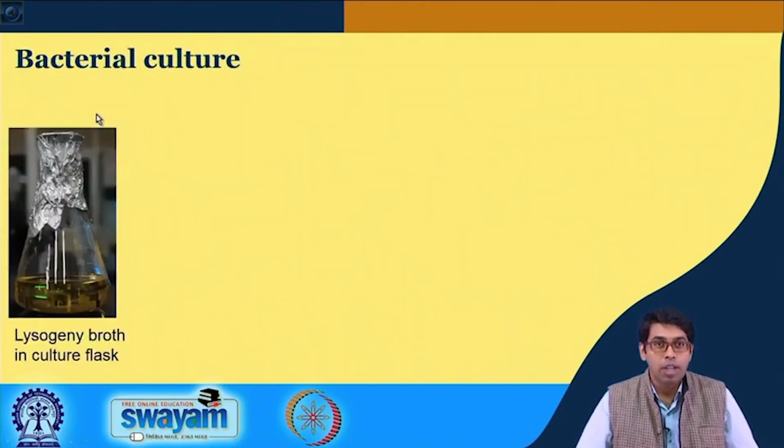So, we start with a bacterial culture. This is an example of a typical bacterial culture that is used. This yellow colored solution that you see is a lysogeny broth. This is the broth which has all the nutrients required for the growth of a bacteria, and it is kept in this 2-liter culture flask, and it is covered with an aluminum foil.